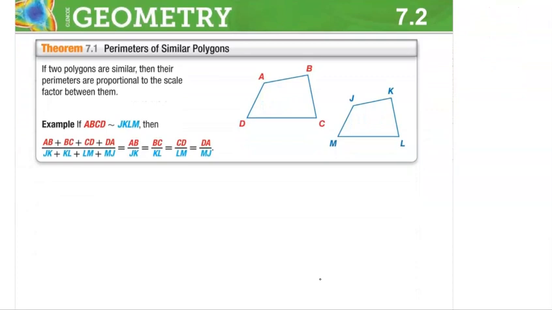So here's the deal. Just like the sides are proportional, the perimeters are also equivalent to the ratio of the sides. So here's all of our sides right here, but notice that the perimeters, this top one is the perimeter of ABCD, and then this is the perimeter of JKLM right there. So the perimeters can also be put equal to the sides of the polygons if we need to.